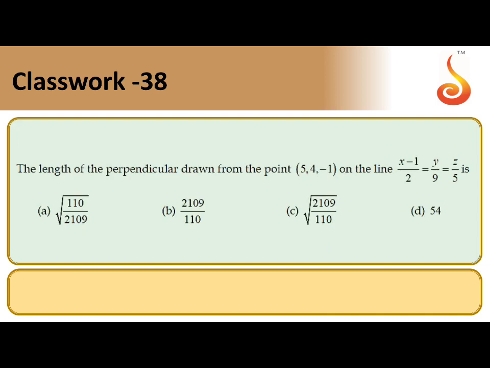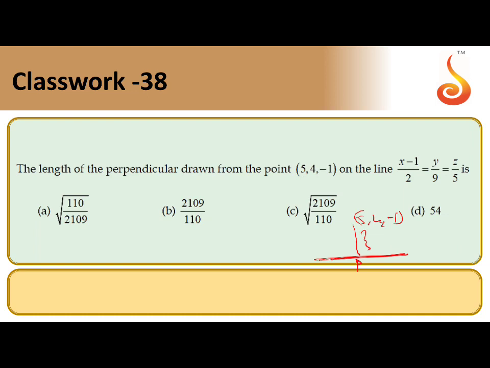Next question: the length of the perpendicular drawn from the point (5, 4, -1) on the line. We want this length, you have to calculate. Normally you can take the foot of the perpendicular and the distance between two points gives the length. This is a long process. There is a formula.